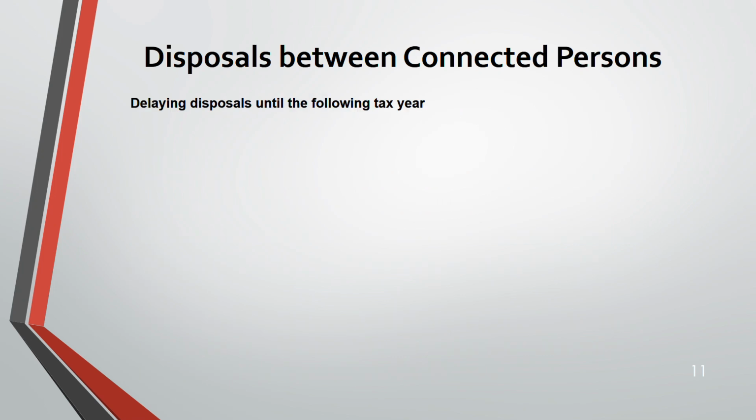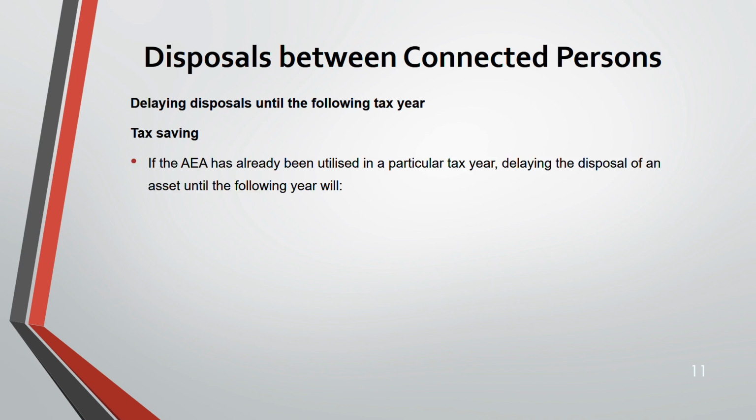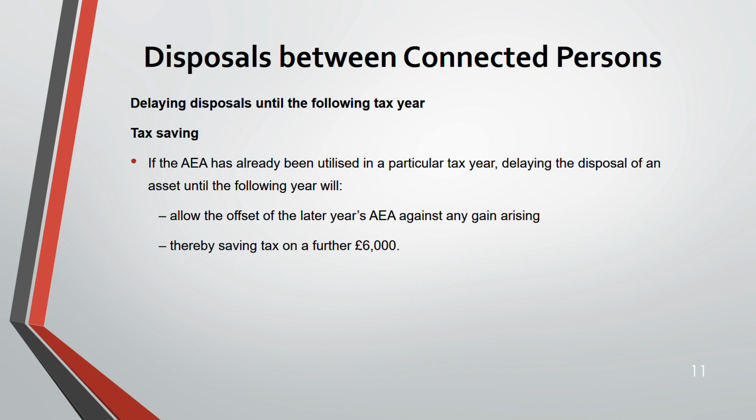Now, you can even delay the disposal. This is called tax planning, until the following tax year. How? You can save tax. Let's say in the current year you have already utilized your annual exempt amount. Then delaying the disposal until the following year is good. Why? So that you can use next year's annual exempt amount against that gain. You can save tax on a further 6,000, because the annual exempt amount next year will be 6,000, right? So against that gain, you can deduct your 6,000 AEA.